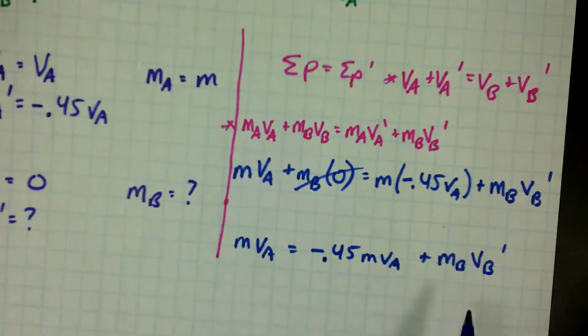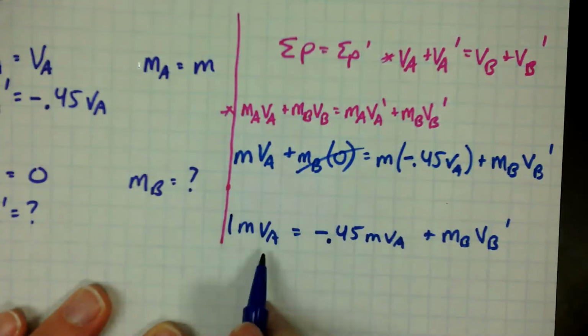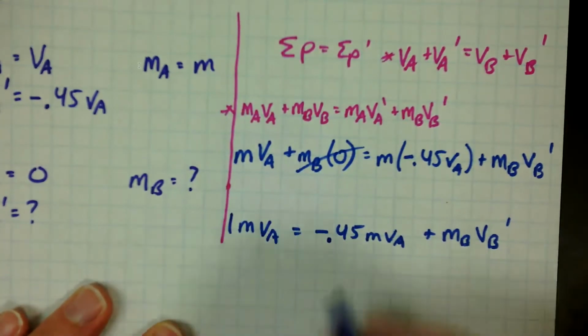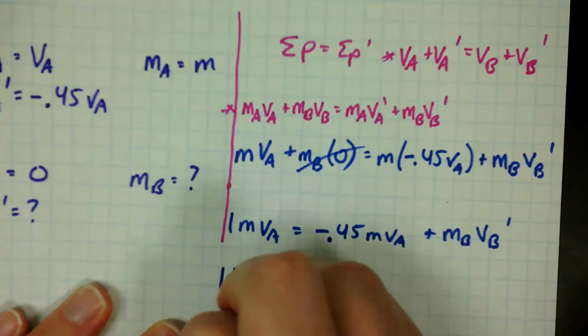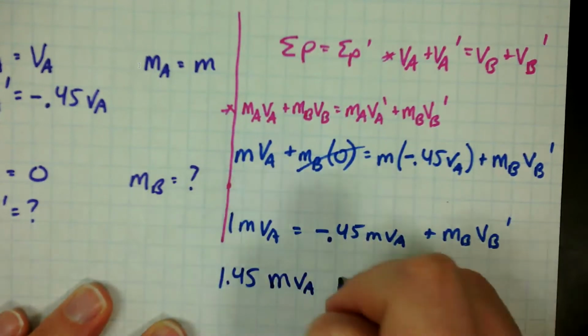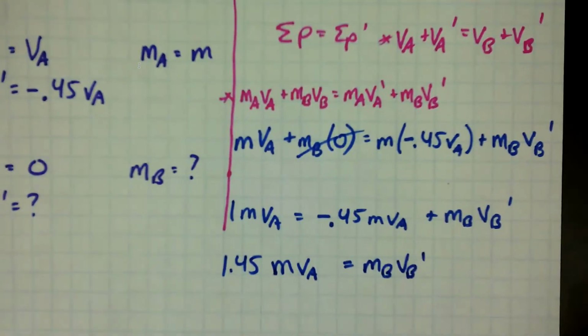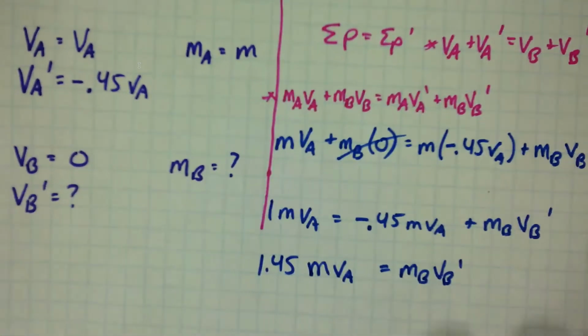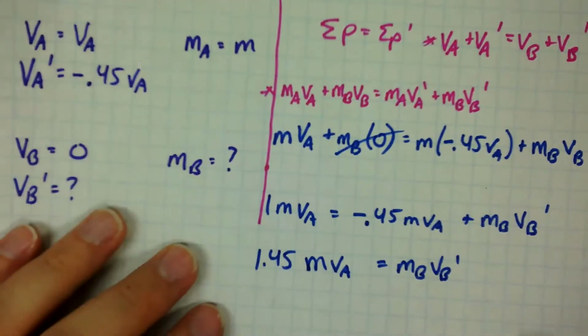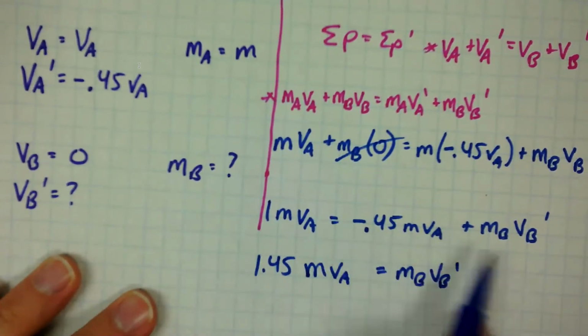Is there anything I can do to simplify this? Go ahead, Drake. This is like 1 MVA, right? So if I add this to the other side, I should have 1.45 MVA equals MB VB prime. Okay, so that's what this equation simplifies to.